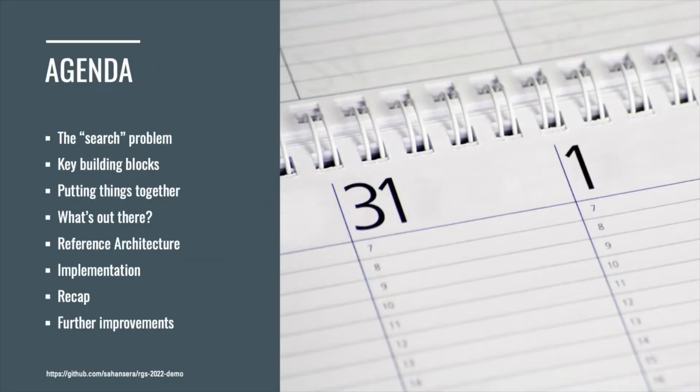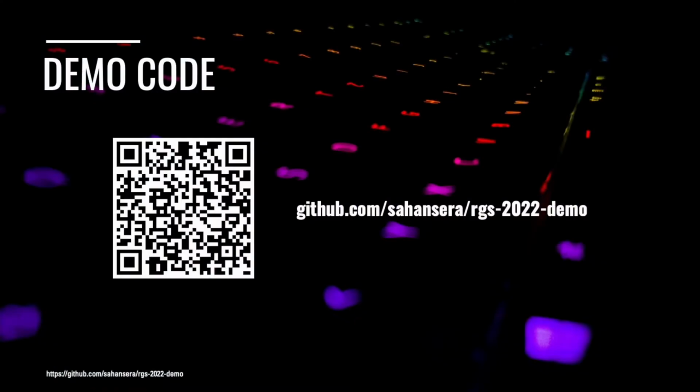Okay, so this is the agenda for my talk. We will start talking about the search problem, the key building blocks, and things like that. By the way, before we start, I just want to tell you that you can download the demo by scanning this QR code on the slide. If not, you can follow this link here, which says github.com/SahanSeraRGS2022 demo. And I have also put this link at the footer of each slide. You will find the fully working source code that we are going to have a look at today.